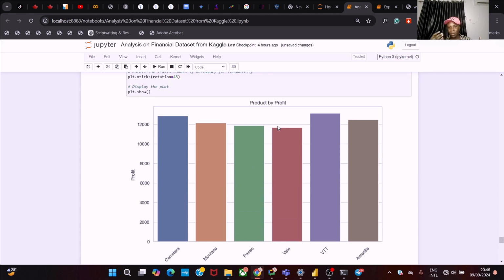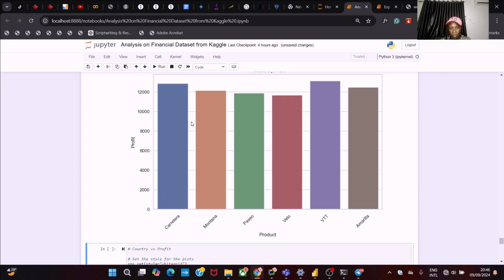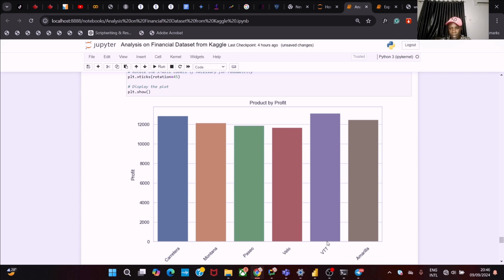We should look at the price of the products, the returns, and the cost: the cost of production, cost of delivery, and all these things. These are the things that determine the product with the highest profit. So as you can see, we have VTT as the product with the highest profits.